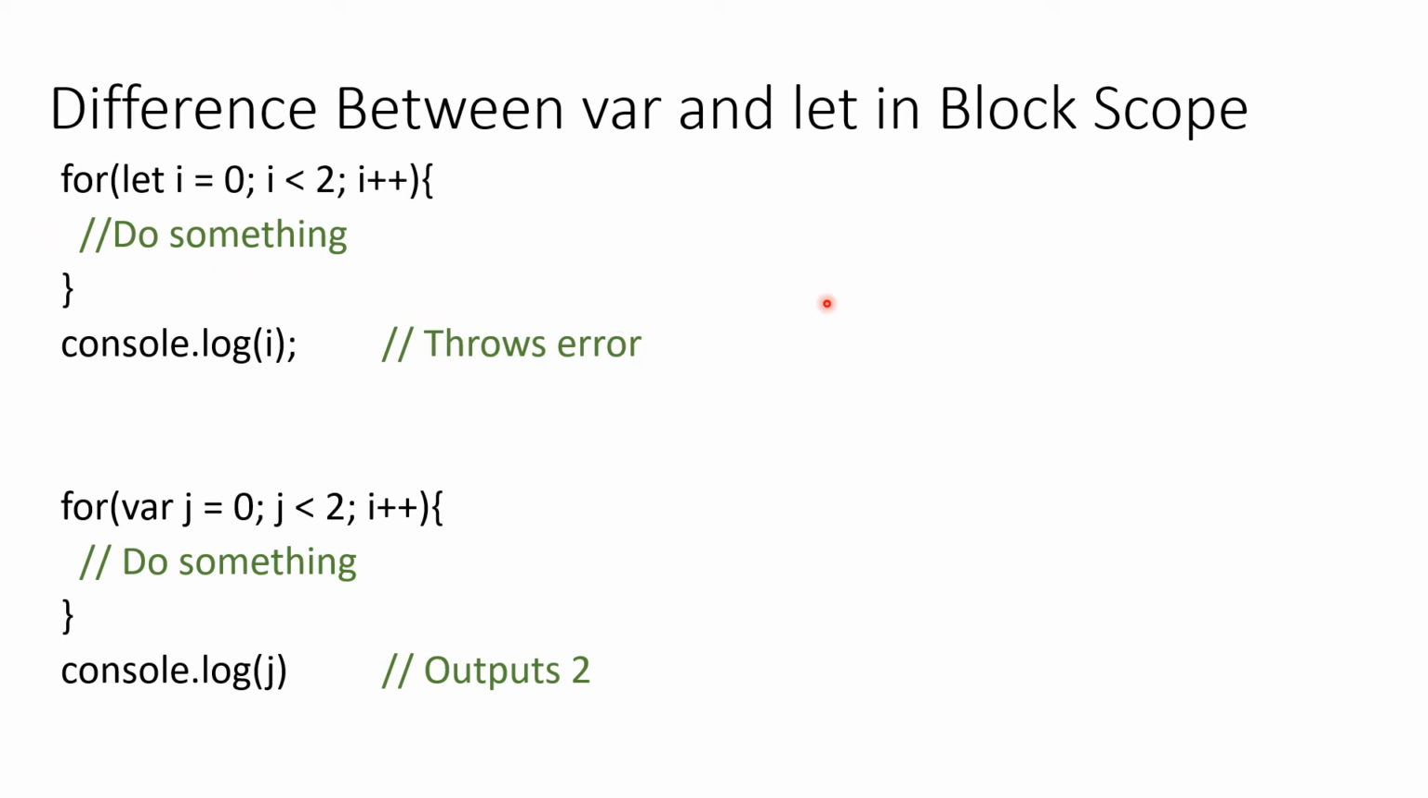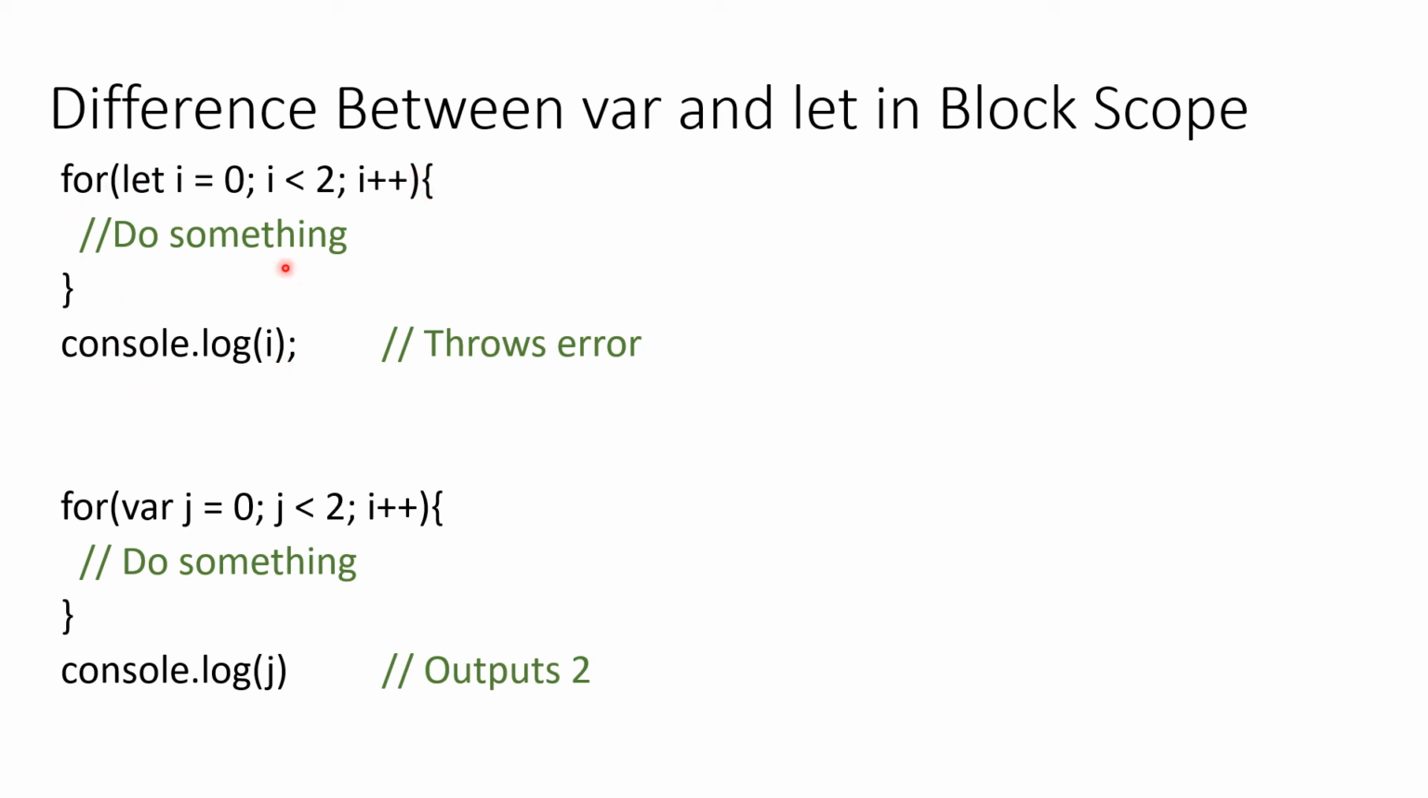Now here comes another block scope example. This is something different, and it will be interesting to understand. It is for (let i = 0; i < 2; i++). This is a normal for loop, we do some operation over here, and then we try to access i outside this block.